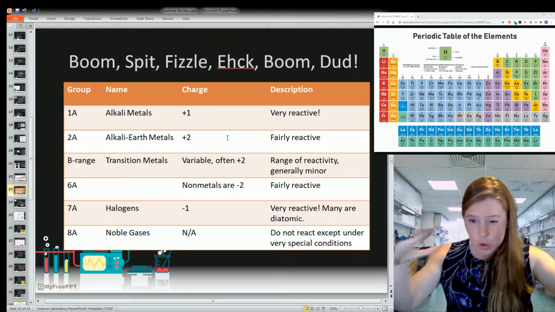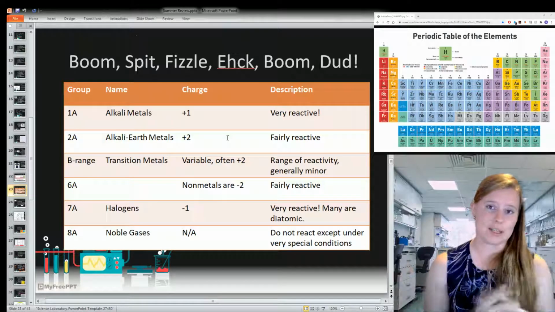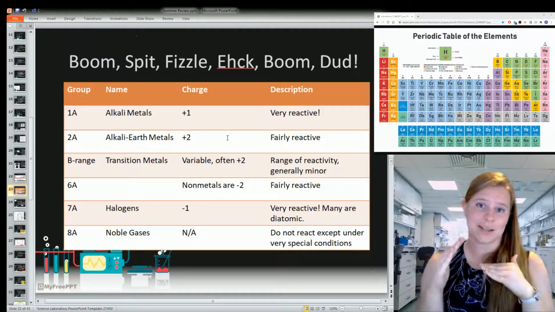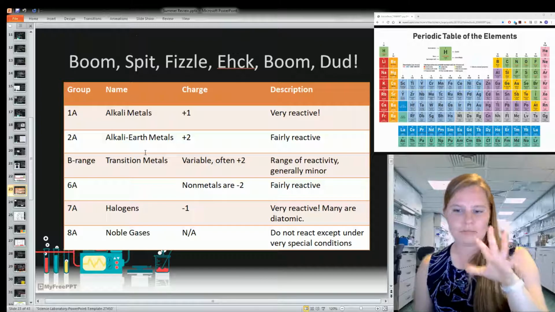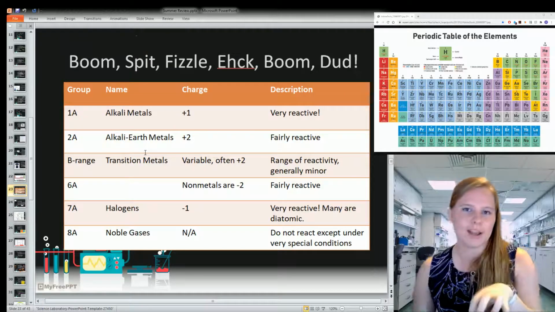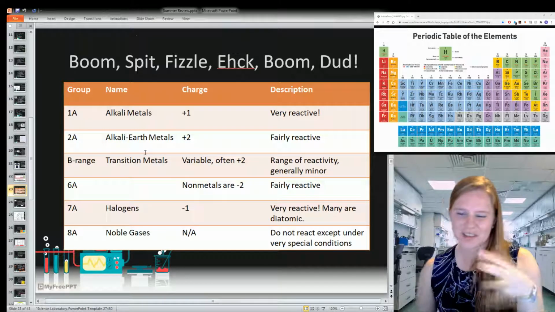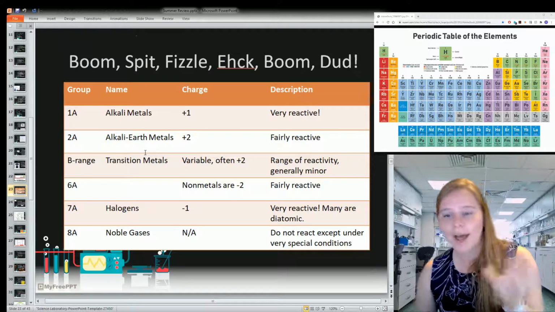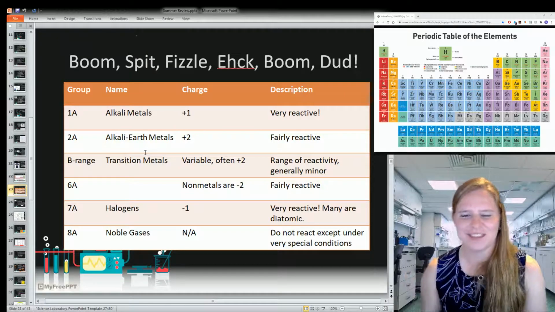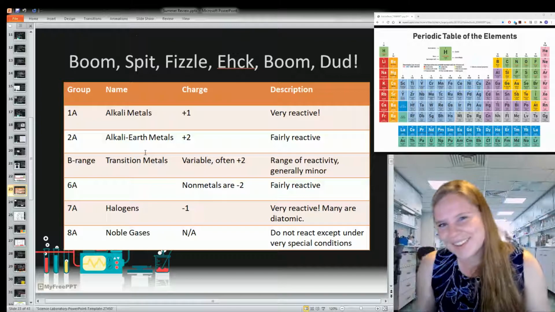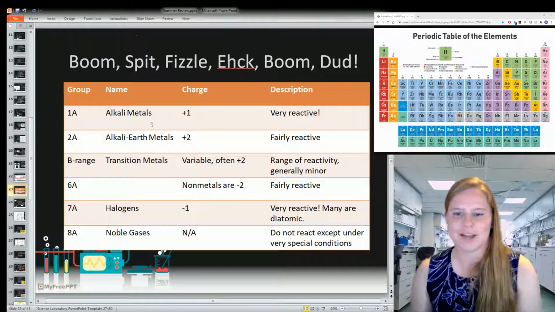So the booms are super reactive, pretty much gonna react no matter what you put them with. If you want to have these things, you have to keep them out of contact with air because they'll just react spontaneously with the air. They are super reactive. And then boom, spit, it's pretty reactive, like a llama spitting at you, or like you put spit in water maybe, but not as bad as the booms. Fizzle is like some of them react, some don't. They react a little. Okay, so fizzle. And then they're hard to characterize. They're not really all the same thing there. And then boom, super reactive again, and dud.